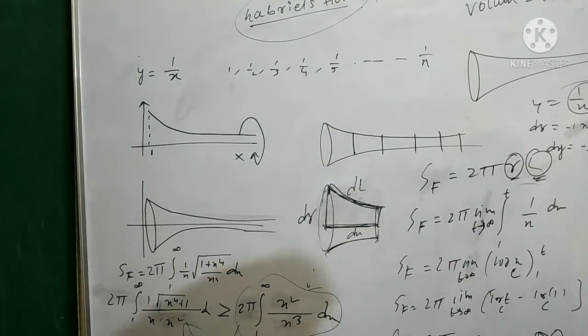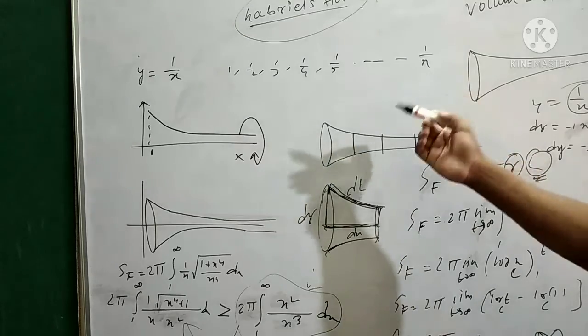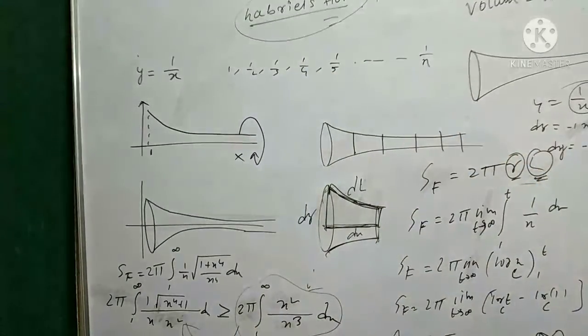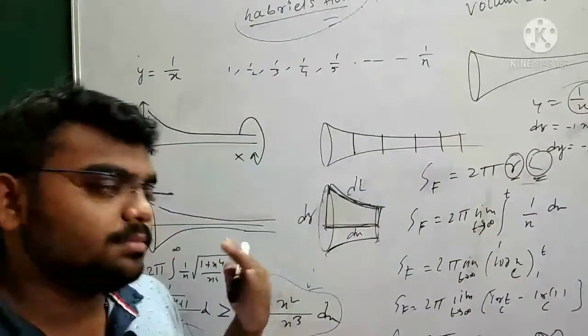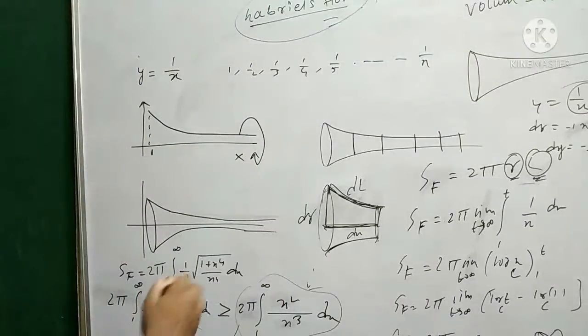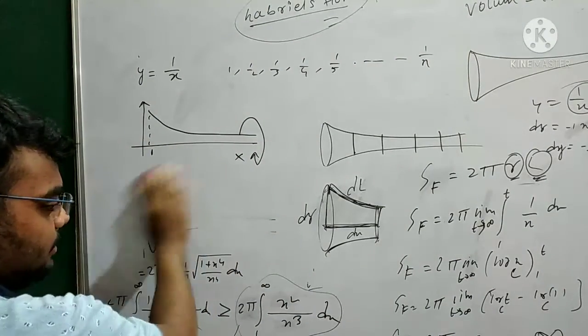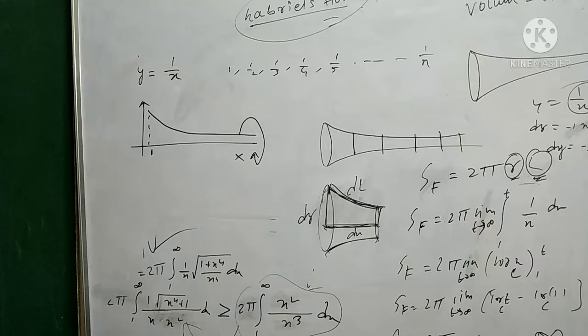So after this, by using this Gabriel horn, there is one known as the painting paradox. You may ask, what is the painting paradox? There is one paradox which we will discuss now. It is the painting paradox. Up to this, is it clear? I think it is clear now.